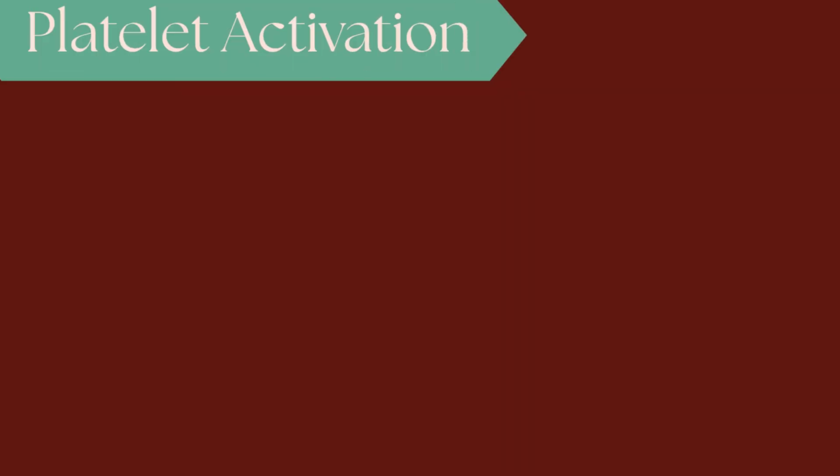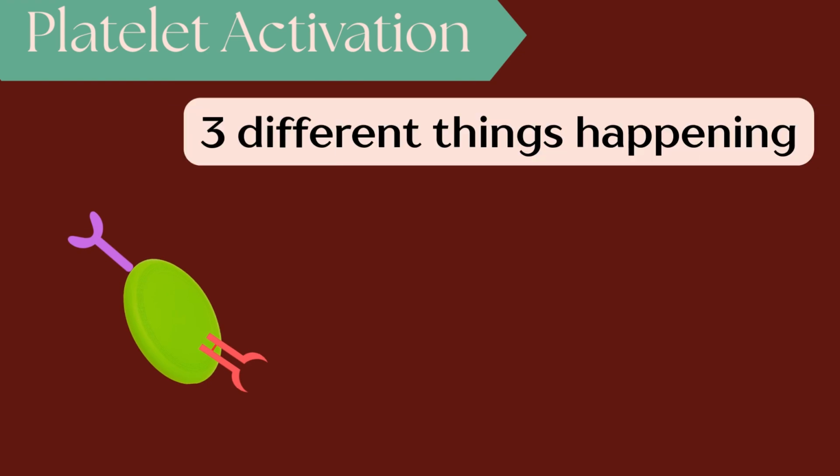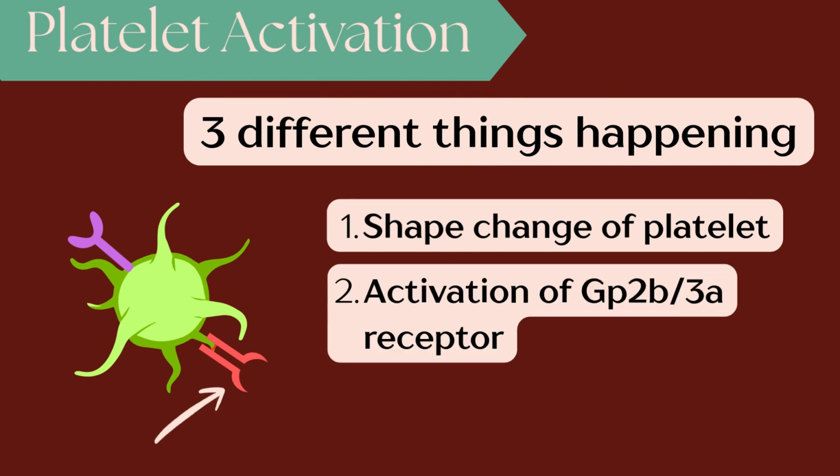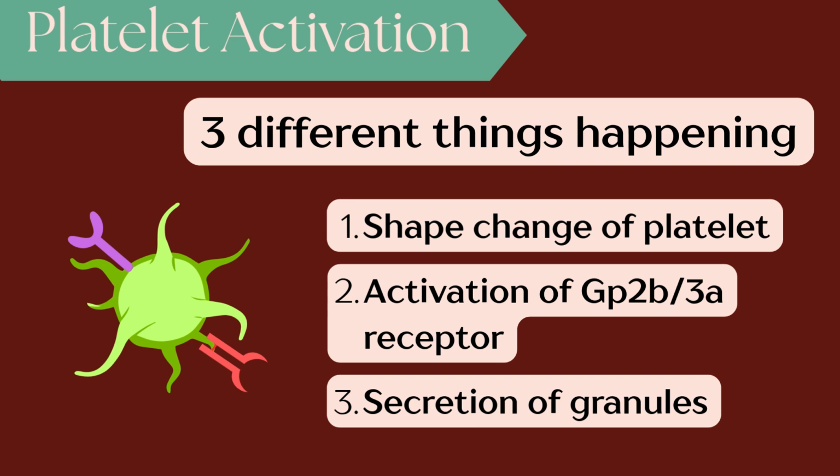So we've finished our adhesion stage. Now we're moving on to the activation of platelets. There are three different things happening during this activation. We're going to have a shape change. You're going to create pseudopods, like little arms or extended figures from the platelets. That's going to expose the GP2B3A receptor and activate it.